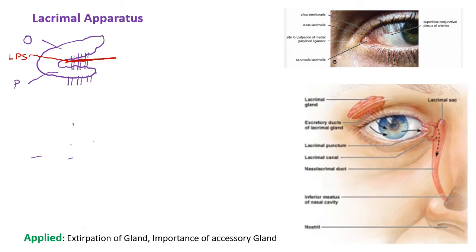conjunctival fornix. This tells us that in any condition, when we want to remove the lacrimal gland, it is sufficient to remove this palpebral part. It is sufficient to remove the palpebral part because the orbital part is draining into the palpebral part by means of about 12 ducts. So, just the removal of palpebral part is sufficient.